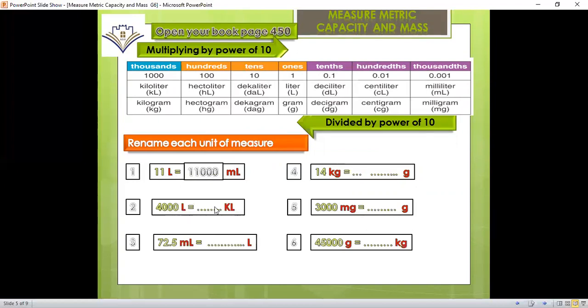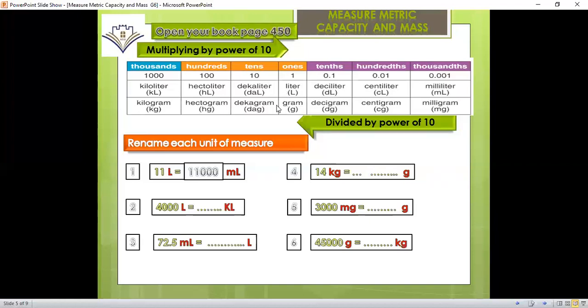Try to think, is liter more than kiloliter or the opposite? Yes, it's the opposite because liter is smaller than kiloliter. Then we should divide it. Yes, divided by. Look at the table here. Where is the liter here? Yes, the liter. Where is the kiloliter? Move this way. From this way, then you will divide it.